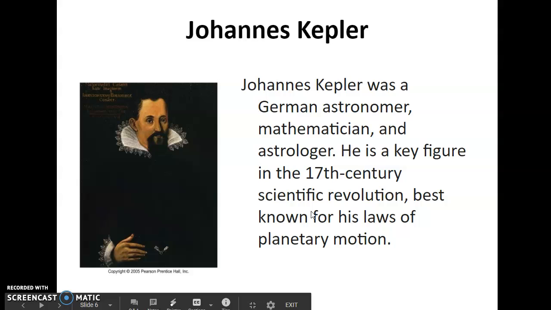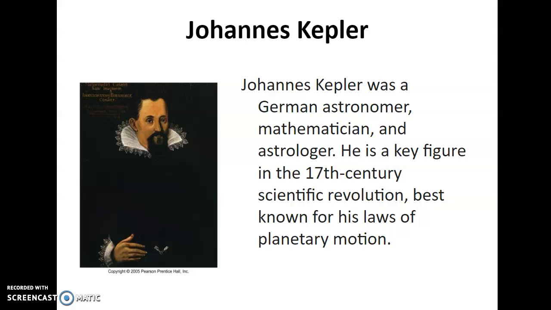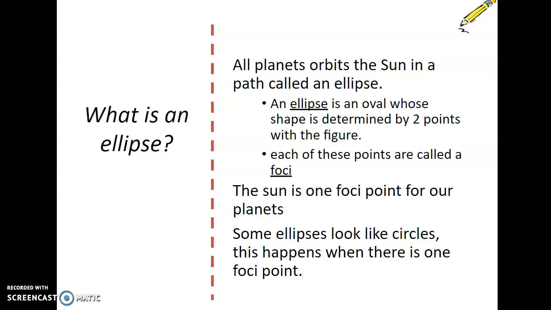So now we're going to touch on Johannes Kepler. Johannes Kepler is responsible for Kepler's laws. He was a German astronomer, mathematician, and astrologer. He was a huge figure in the 17th century scientific revolution. He was best known for his laws of planetary motion, which we'll talk about today. There are three parts to these laws of planetary motion, but before we begin, let's review some vocabulary.